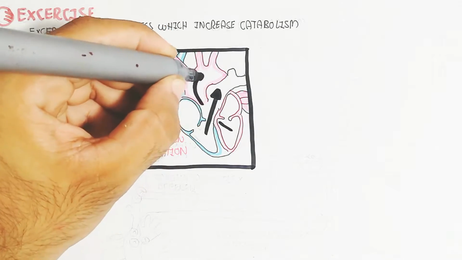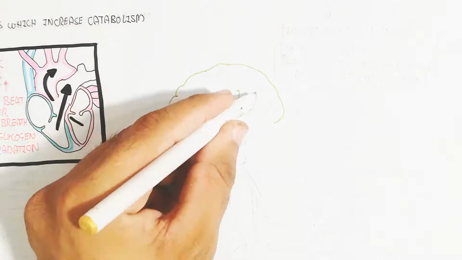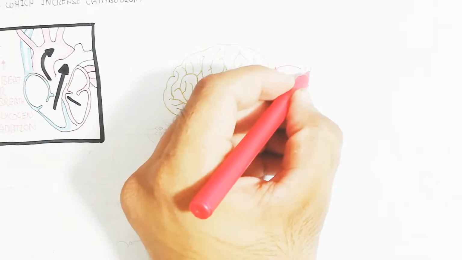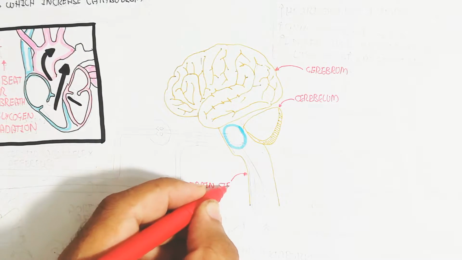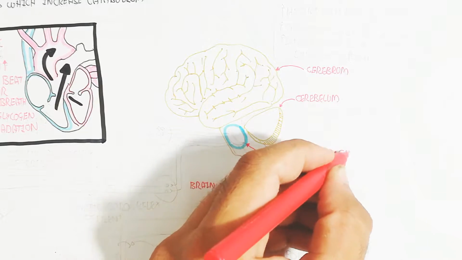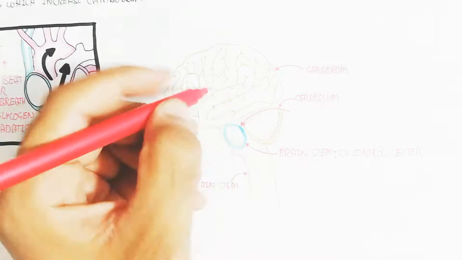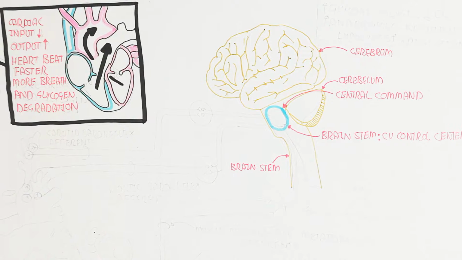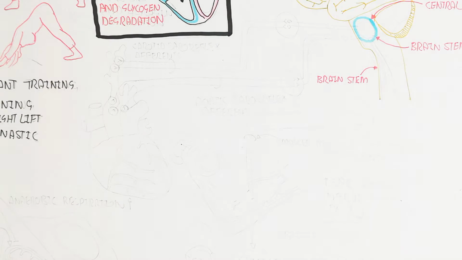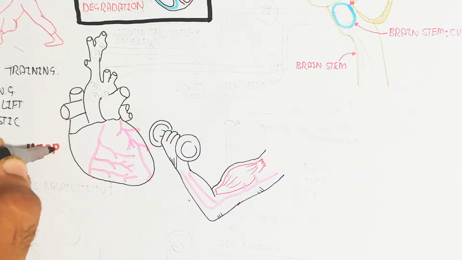The brain contains a brain stem, which contains the CV control center, and this control center gives the signal due to the activity of the central command through our brain cerebrum toward the brain stem. The central command is basically the cranial nerves, the carotid baroreflex efferents, which give the signal to the heart for more relaxation, and to the aorta for pumping out more blood.